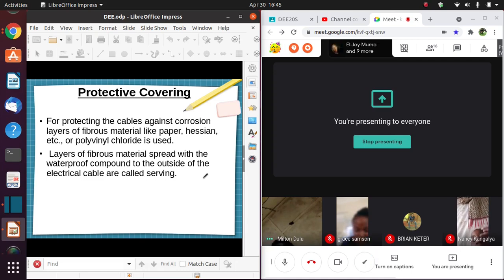Utapata kuna cable ambayo iko na one conductor, so that becomes a single core cable. Utapata kuna cable that has three conductors, that is a 3-core cable for 3-phase transmission. Sheath, so sheath ni tofauti, okay.